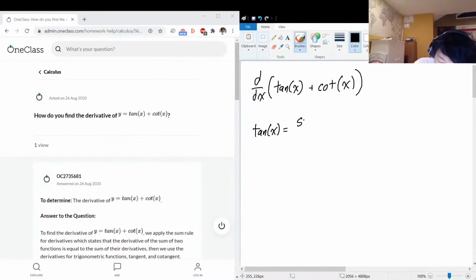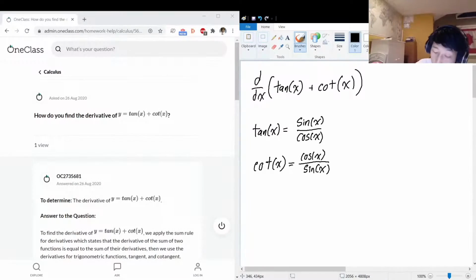I think it's going to be a little bit easier if we know that tan of x is equal to sine of x over cos of x, and cotangent of x is equal to cosine of x over, you guessed it, sine of x. Well, hope you guessed it. And if we substitute those in, we're just going to have two quotient rules to deal with.